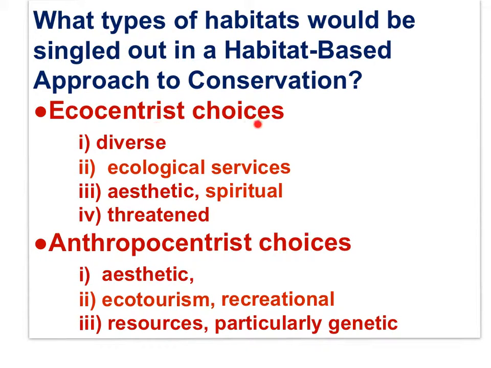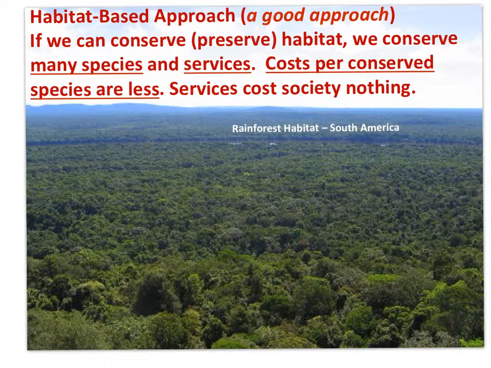The ecocentrist choices would be habitats that are diverse, or provide ecological services, or are aesthetically pleasing or spiritual to humans, or are threatened. The anthropocentrist choices would be habitats that are aesthetic, provide ecotourism or provide recreation, or habitats that provide resources, particularly genetic resources.